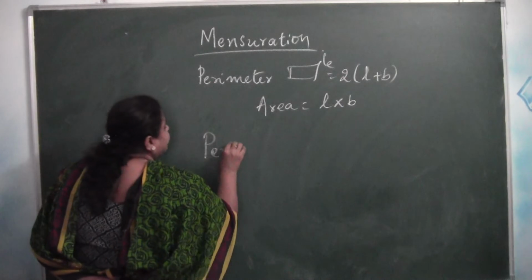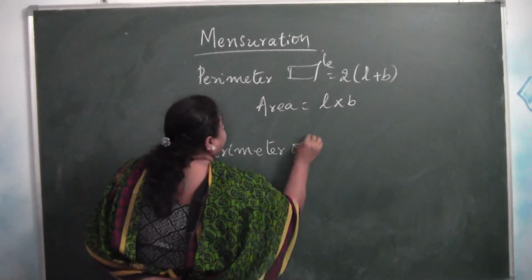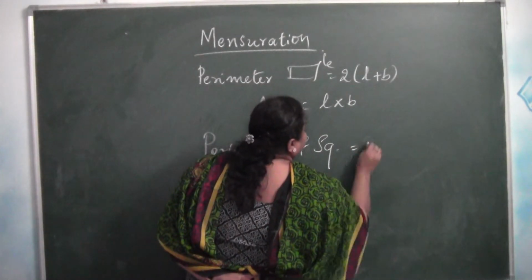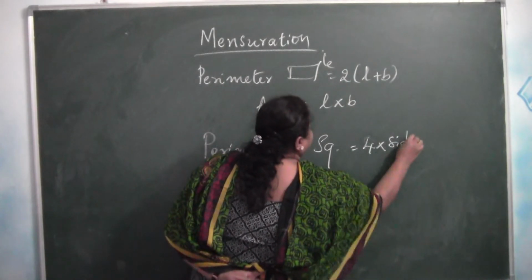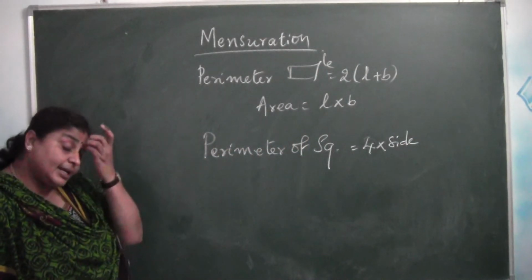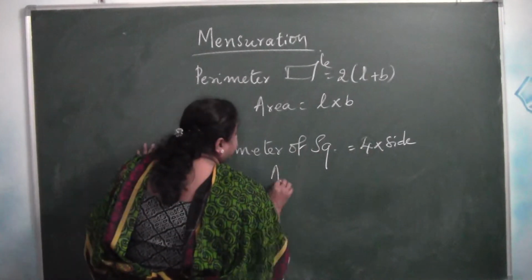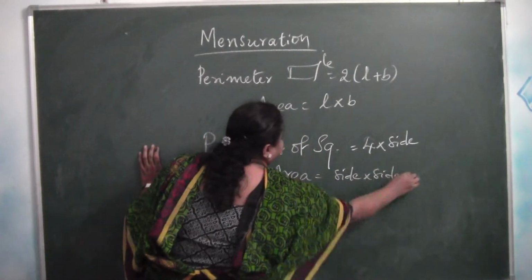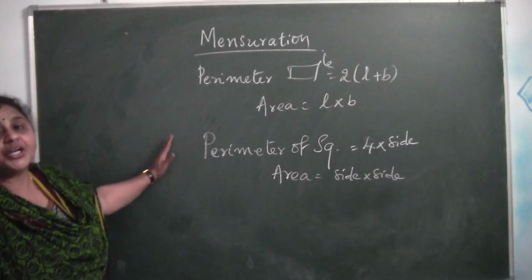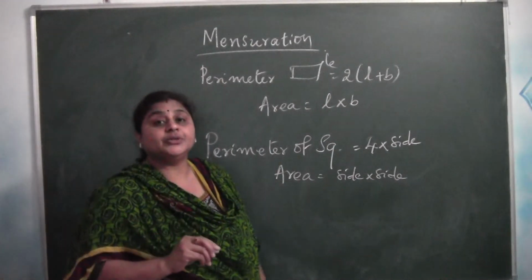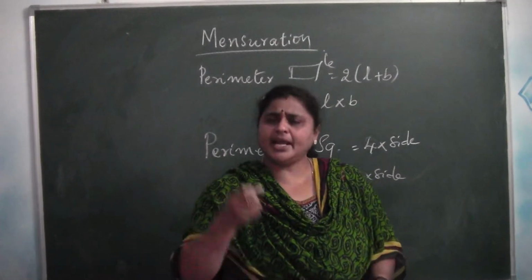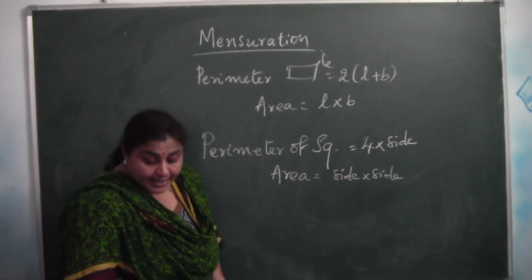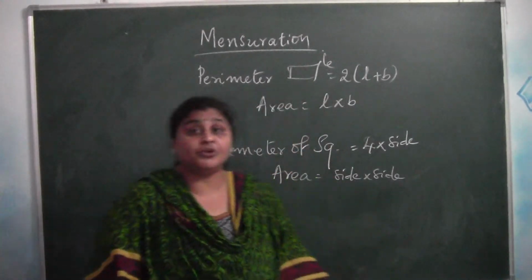Then the next one, perimeter of square. What is the perimeter of square? 4 into side is the perimeter of the square, and area is equal to side into side. So these are the 4 formulae that you have to remember in order to do the chapter mensuration. Any problem you take is based on any of these 4 formulae. So before entering into the chapter, I asked you to learn these 4 formulae, right?